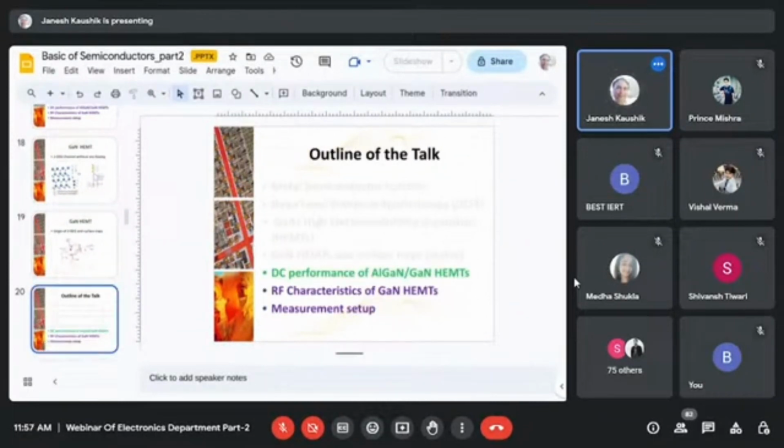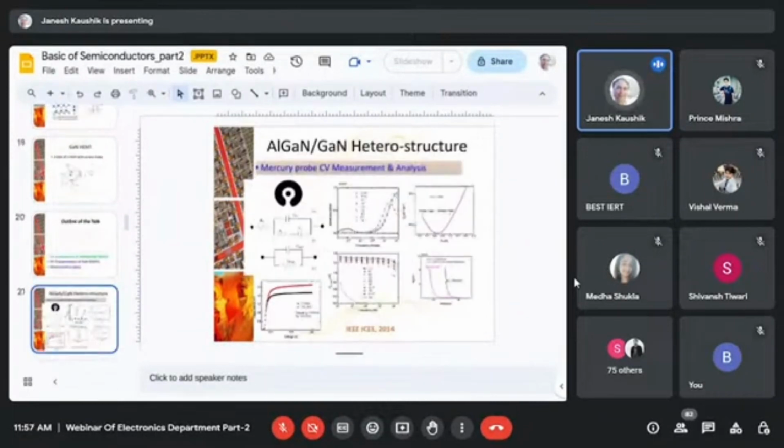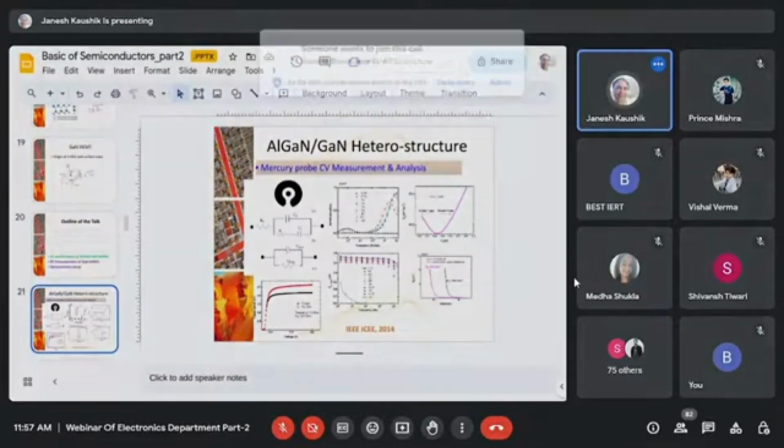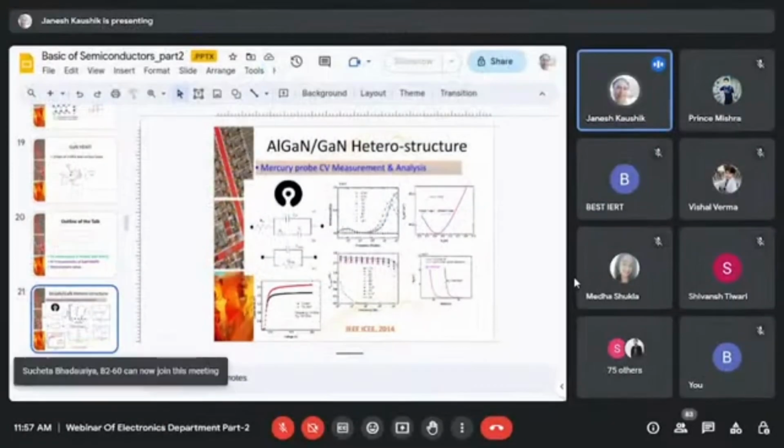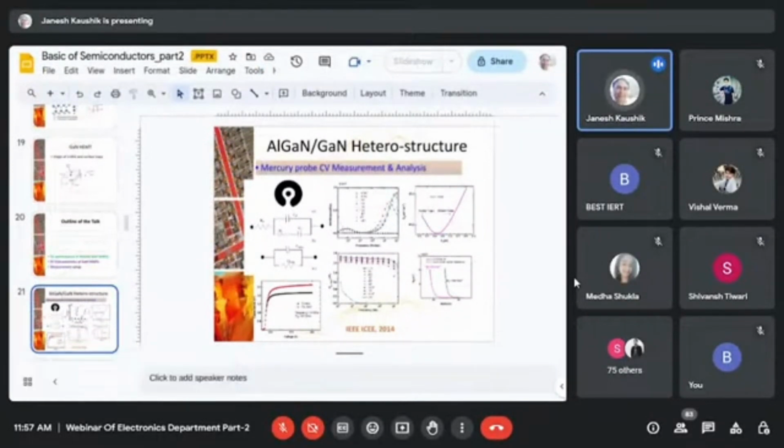So these are the DC performance now. We start our DC characterization of aluminum gallium nitride HEMTs right from the heterostructure itself. We have a mercury probe CV measurement system, which means we have no need to fabricate a device to make a CV measurement. And we can calculate how many charges are present, how many surface traps are present, what is their distribution; we can do that analysis from the mercury probe CV.